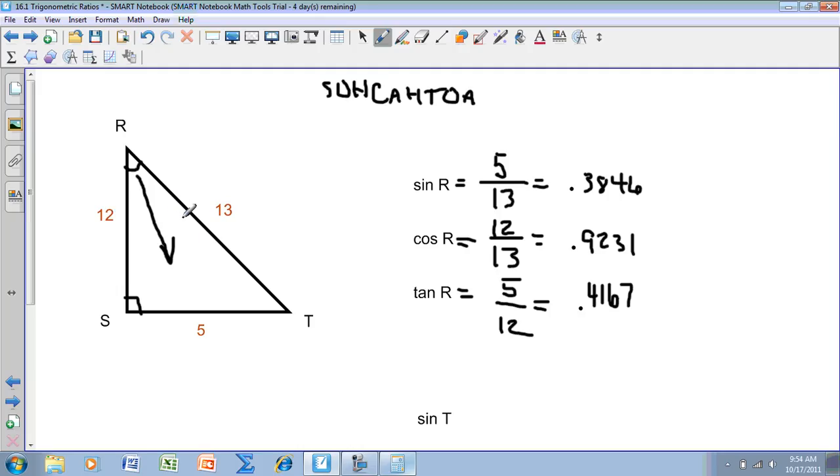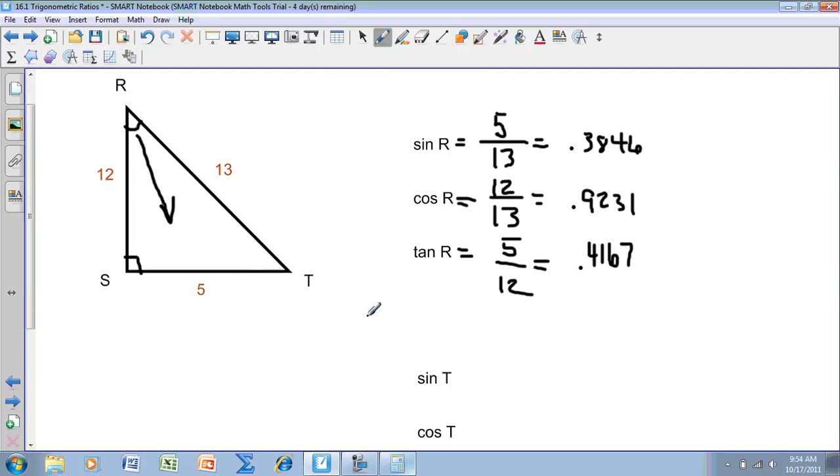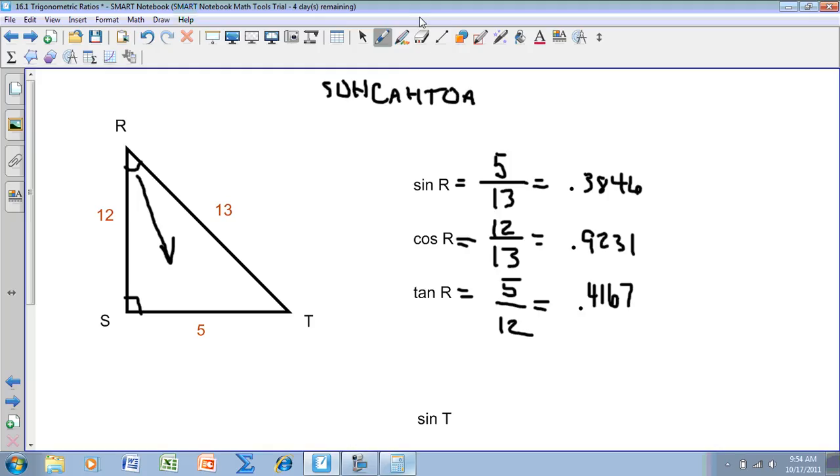So finding the sine, the cosine, and the tangent involves looking at the triangle and determining what's the adjacent side, what's the opposite side, what's the hypotenuse. Now, out of this same triangle, instead of looking at angle R, we could look at angle T. Well, let's do that. Let's get rid of this so we don't confuse ourselves. And instead of looking at angle R, let's look at angle T. If this is angle T, which side is opposite? Well, 12 is opposite, isn't it?